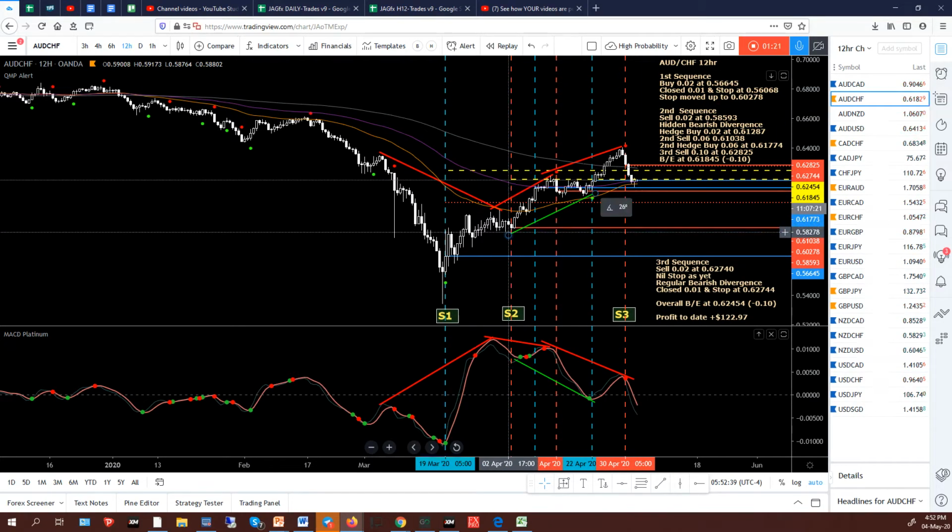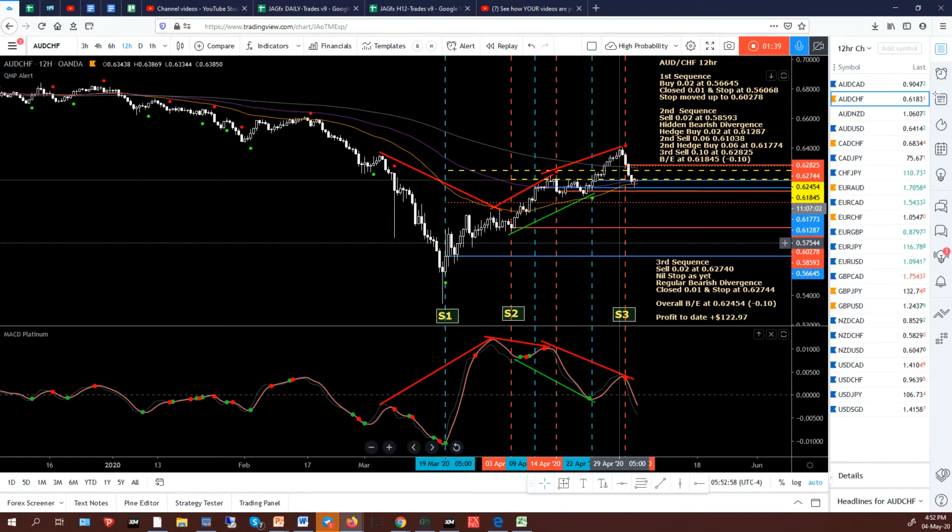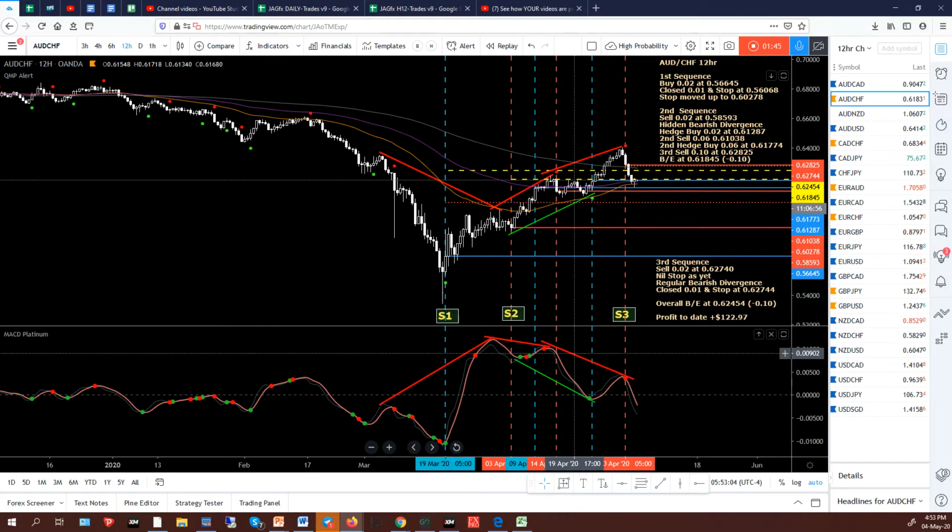A lot of times, there'll be two trades on the same candle. For example, this sell here is also the third sell on sequence 2 and the first sell on sequence 3. They're on the same candle. That happens a lot. If you see green trend lines, that normally signifies bullish divergence. Red trend lines, bearish divergence.